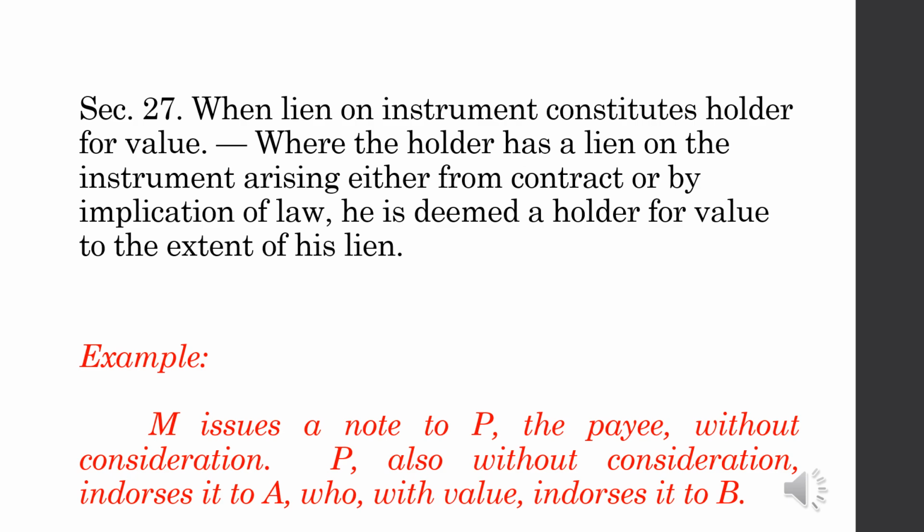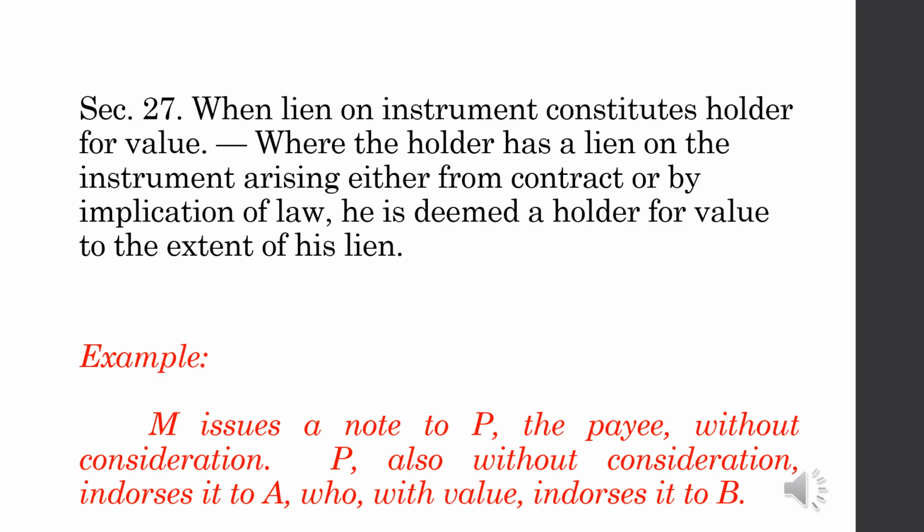A holder who has not given value for an instrument will suffer no loss by being unable to recover from the primary party in the event that the latter has a personal defense assertable by him. For example, M issues a note to P, the payee, without consideration. P, also without consideration, endorses it to A, who with value endorses it to B. Under Section 26, B is deemed a holder for value not only as regards A, but also as regards M and P. If B is a holder in due course, he may enforce payment for the full amount of the note against M, P, and A.